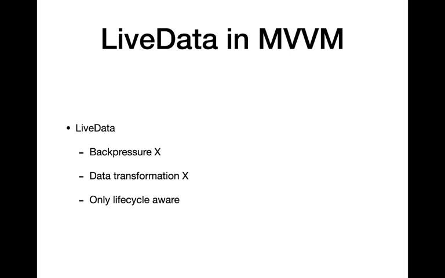So the third one is it's only lifecycle aware. I mean, it's good in your activities or your fragments, but it's not good if you use live data in a repository layer. So it's kind of like a bad practice to use live data in repository layer. So there should be another alternative for that one, but we are going to talk on that one later on. So that's some of the disadvantages of using live data.